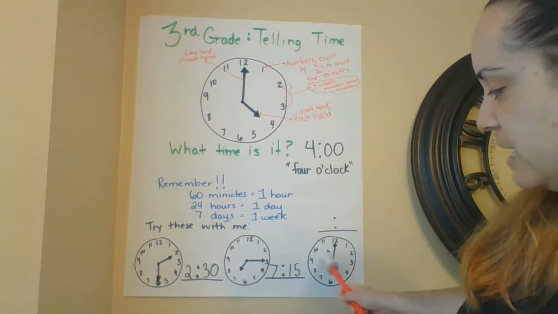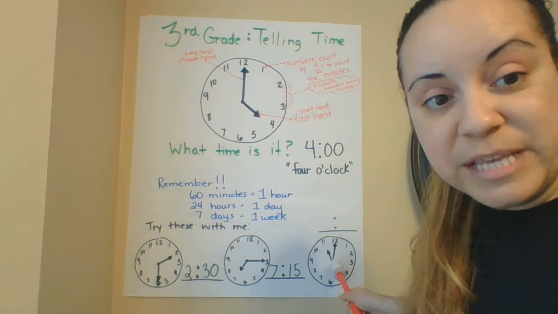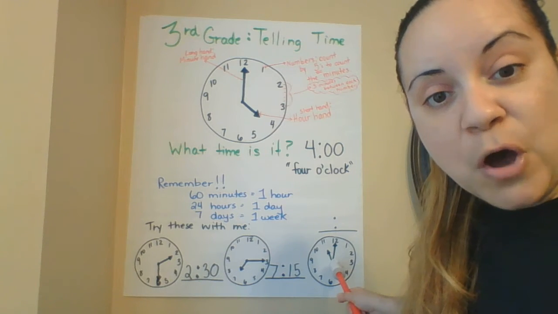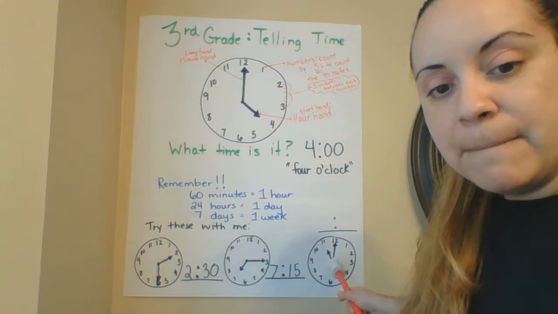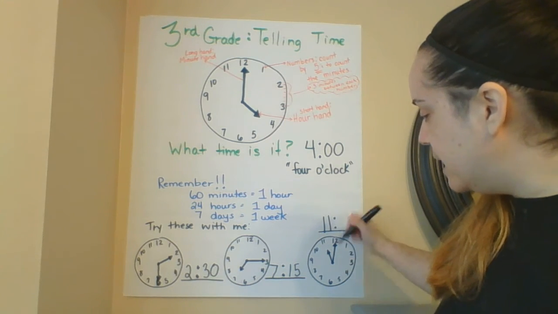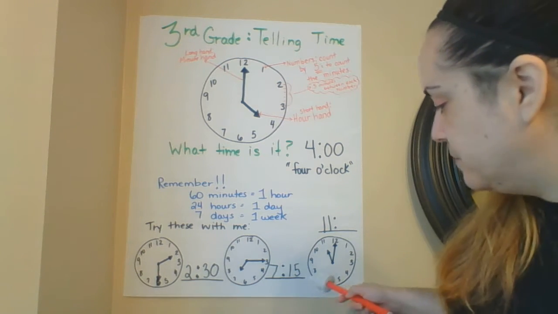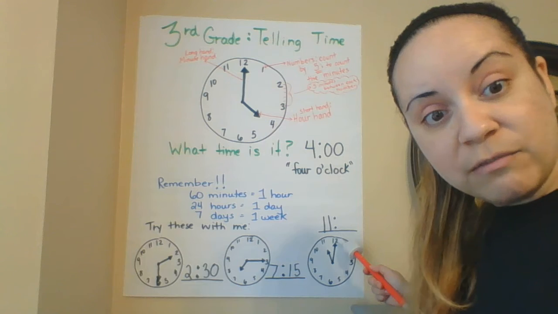All right, so let's look at my shorthand. My shorthand is pointing to the 11. So I know that that's my hour hand. My hour hand tells me that it's 11. Put that in the front. Now look at my long hand, my minute hand. It's pointing to the 12.